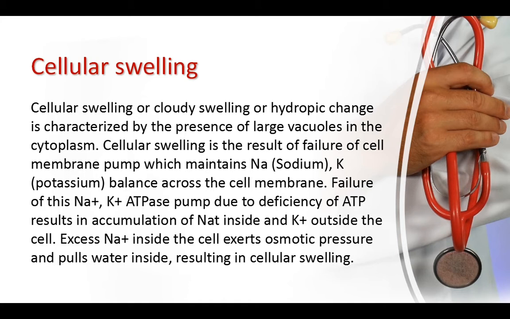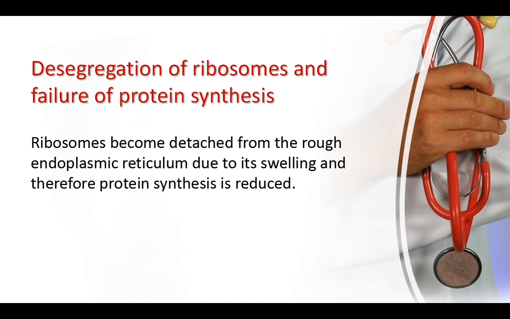It is the first manifestation of all forms of injury to cell in which the cell becomes incapable of maintaining ionic and fluid homeostasis, resulting in cellular swelling, pale color, and increased weight of the organ. Disaggregation of ribosomes and failure of protein synthesis. Ribosomes become detached from the rough endoplasmic reticulum due to its swelling, and therefore protein synthesis is reduced.